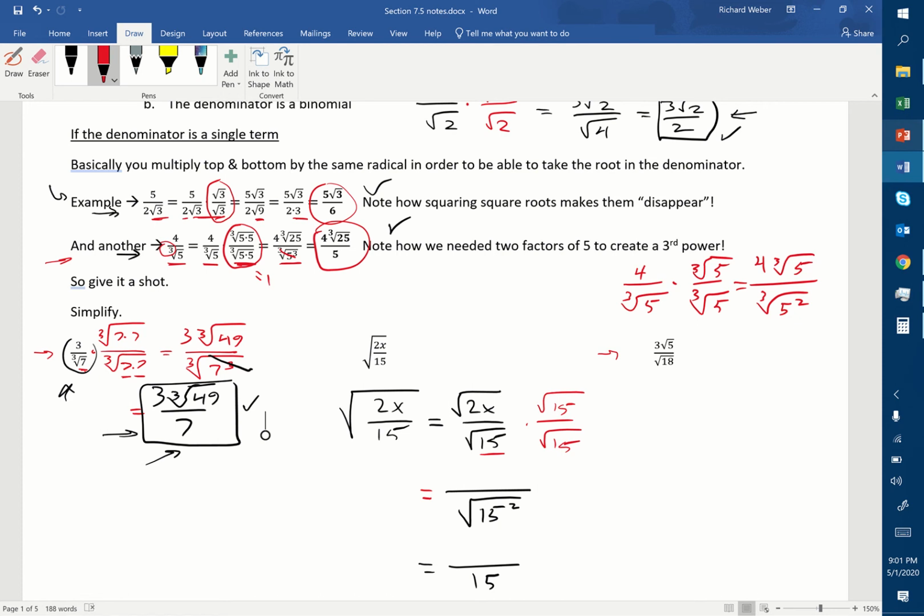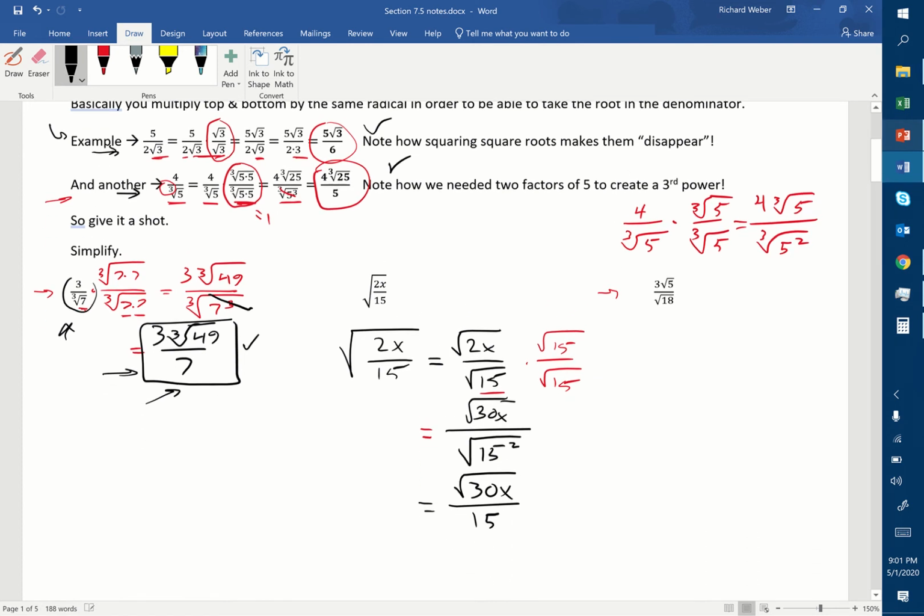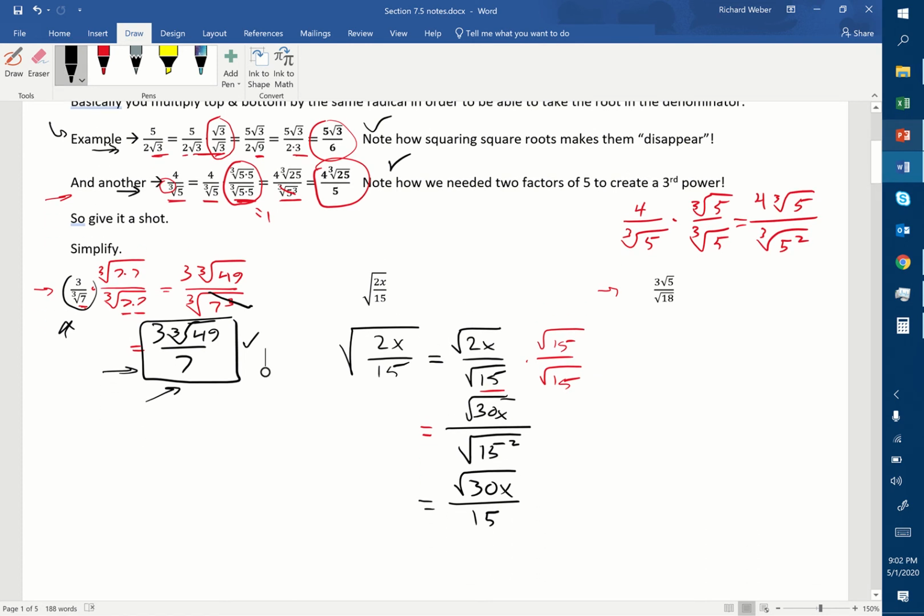And that radical upstairs, radical 2x multiplies with that guy, radical 15, to produce what? The square root of 30x. So I've got the square root of 30x. What do you think about 30? Did you watch my other video? 30 doesn't go anywhere. 30 is 3 times 10, which is 2 times 5. 1 factor, 1 factor, 1 factor. I don't have any squares, so this one's done.